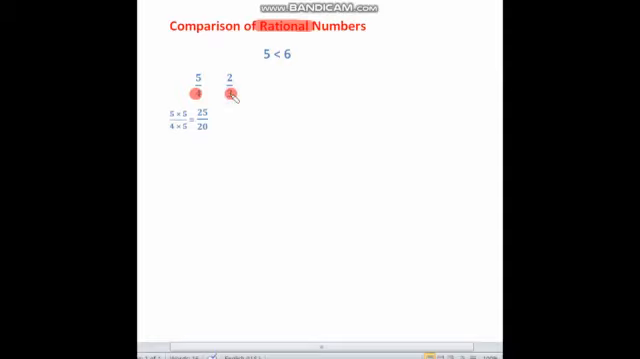First of all, the first method is what? We have to consider their denominators. What is here? 4, and here 3 is there. So if we go for the LCM of the denominators, we will get a common number which can be the multiple of 4 as well as 3.